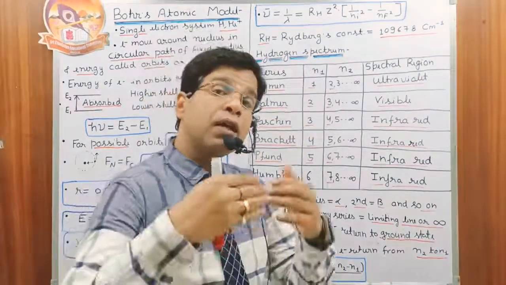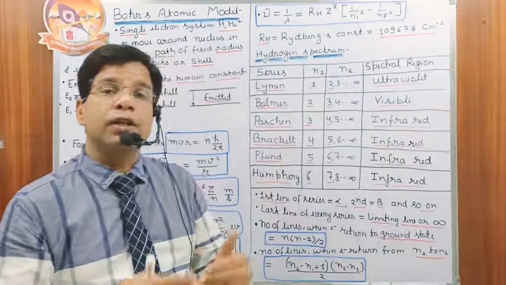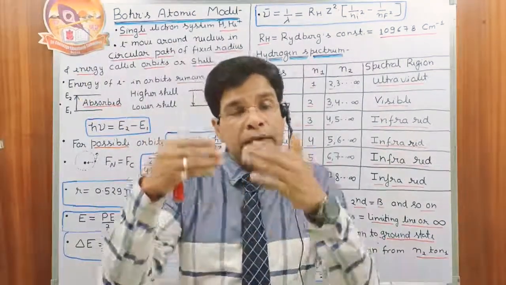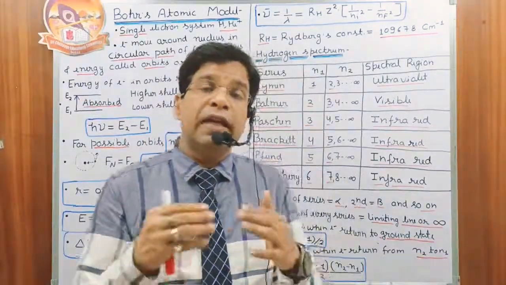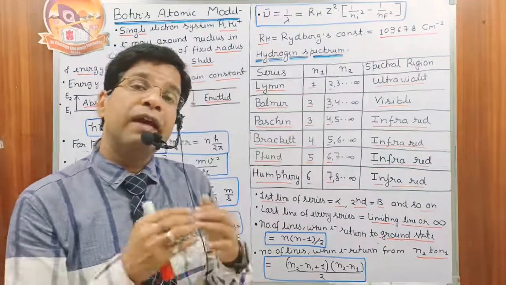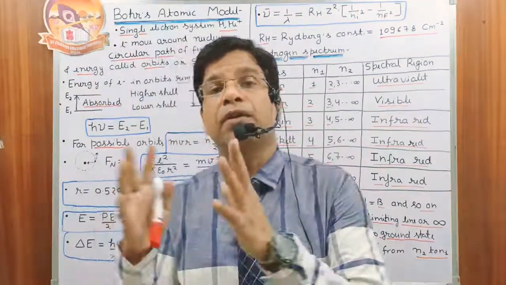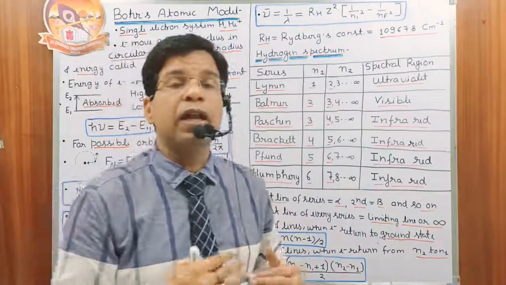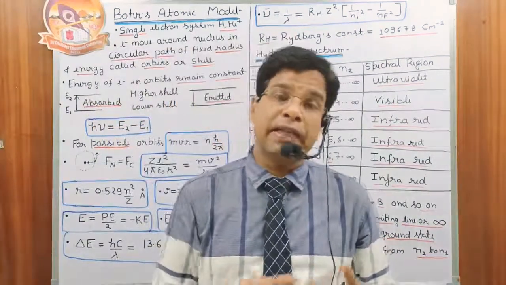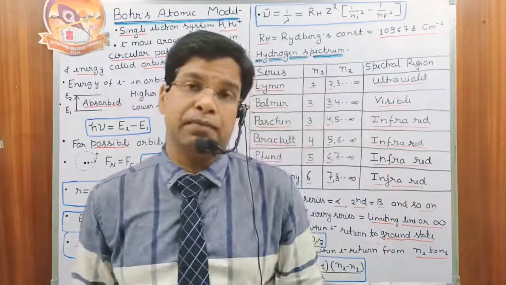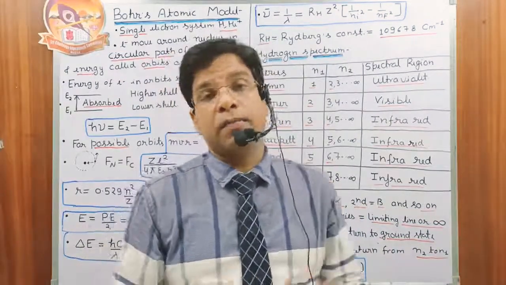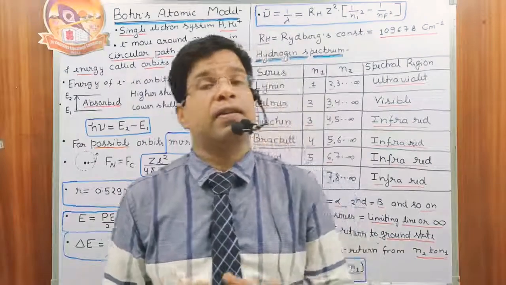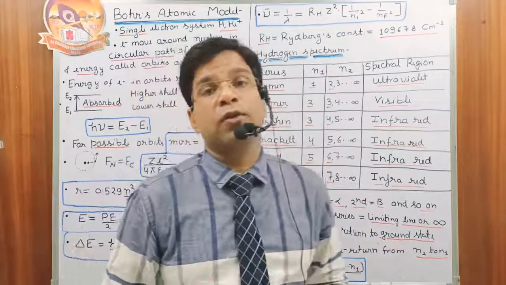So when an electron comes from any higher shell to a lower shell, we have several transitions, and for every transition we have a particular line in the spectrum. So with the help of this, we can explain the hydrogen spectrum. In the hydrogen spectrum, we have several lines, several series. Let's see what those are.